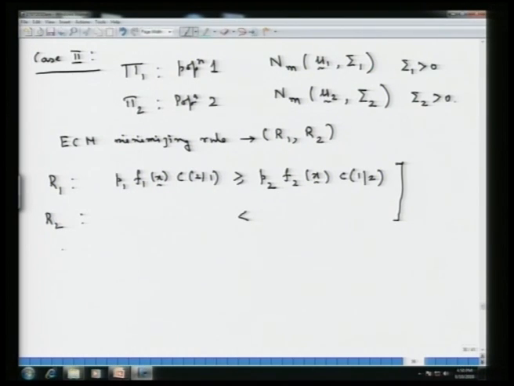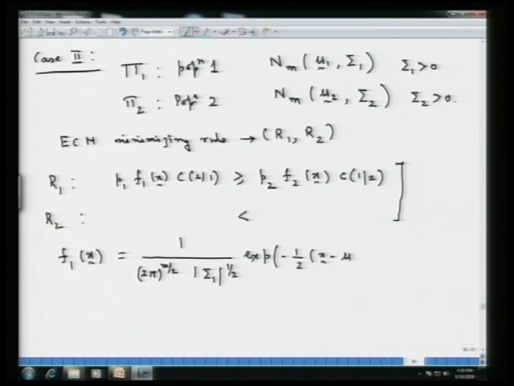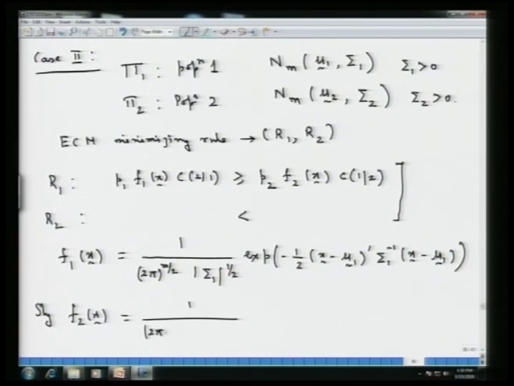Now, for the given problem, f1 of x is similar to what we had earlier, with the only difference that the sigma matrix is going to be different for the two populations, and hence the density is going to be different here as well, which was the same earlier because the sigma matrix was the same in both. So, f1 of x involves e to the power minus half x minus mu 1 transpose sigma 1 inverse x minus mu 1, and similarly f2 of x is 1 upon 2 pi to the power m by 2 determinant of sigma 2 to the power half, e to the power minus half x minus mu 2 transpose sigma 2 inverse x minus mu 2.